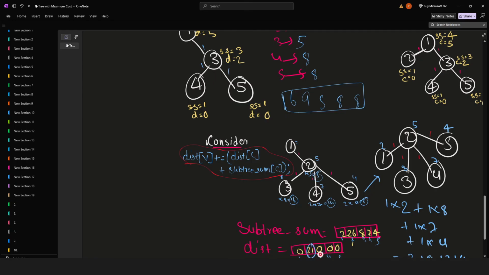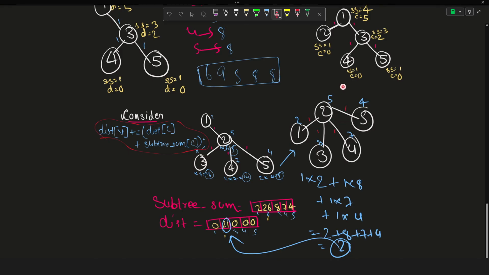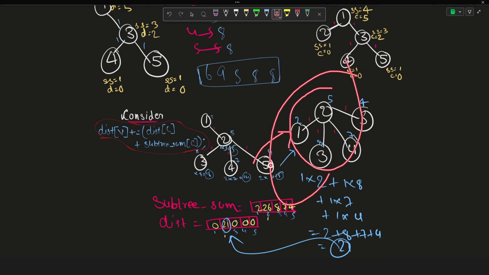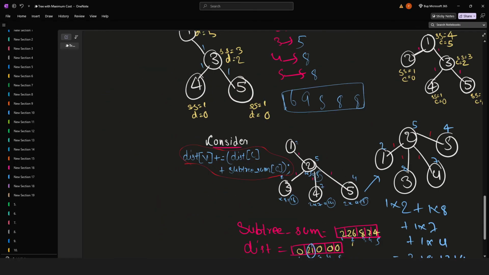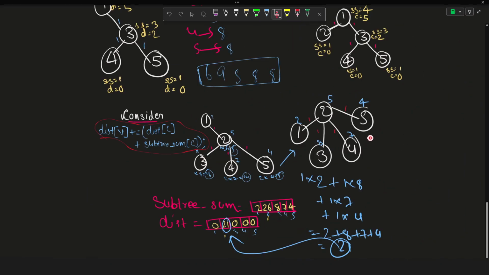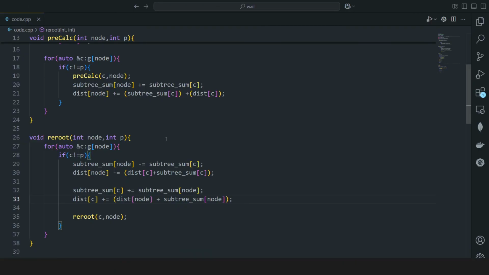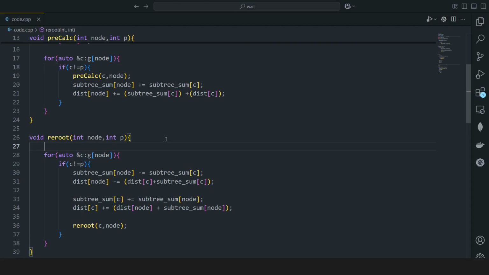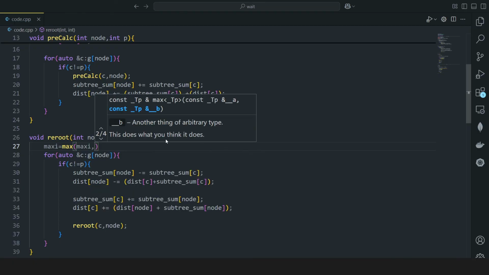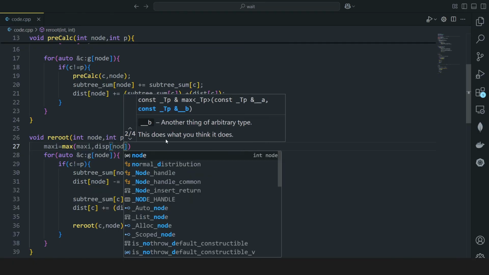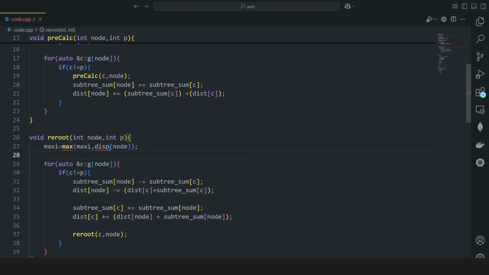I have got my modified tree, that is this tree, from this tree, right? I have got this tree from using this tree, and whatever the distance value is holding for the root, it will be storing the correct one, right? So I just have to maximize that only, because the problem was asking to maximize this value. So I will say that maxi is equal to max of maxi comma whatever the distance value is holding for the current node, right?